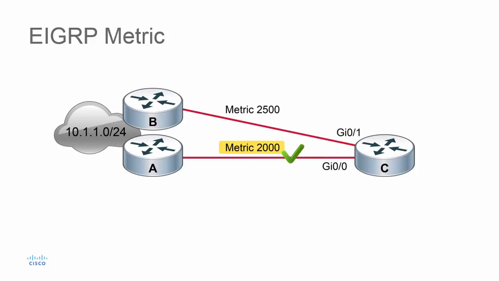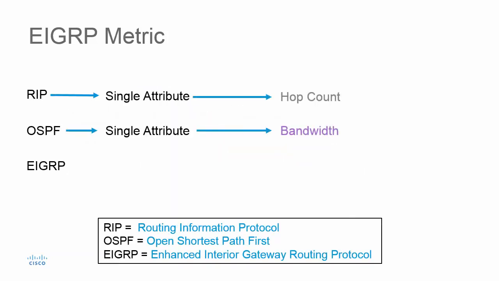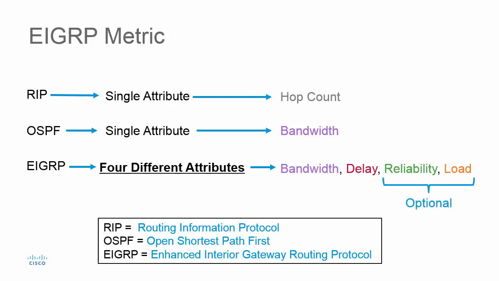Unlike other routing protocols such as RIP and OSPF, EIGRP does not use a single attribute to determine the metric of its routes. EIGRP uses a combination of 4 different features to determine its metric. These features are all physical characteristics of an interface. So what are these criteria based on which the EIGRP metric gets calculated? The criteria are bandwidth, delay, reliability, and load.